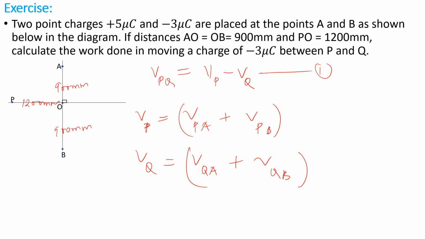Then the work done that is needed is going to be equal to the charge which is being moved. In this case, the charge is negative 3 microcoulomb multiplied by the potential difference, which is going to be VP minus VQ. Then you'll be having the answer.